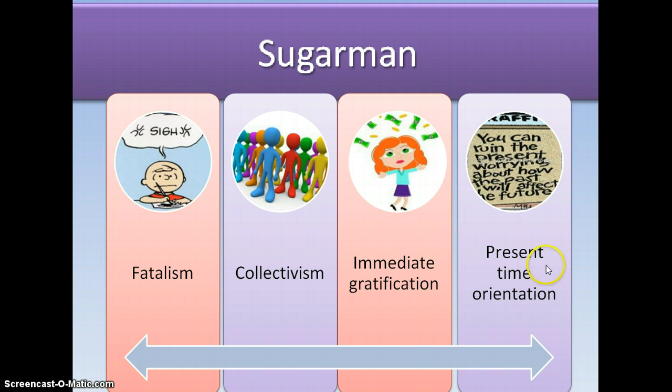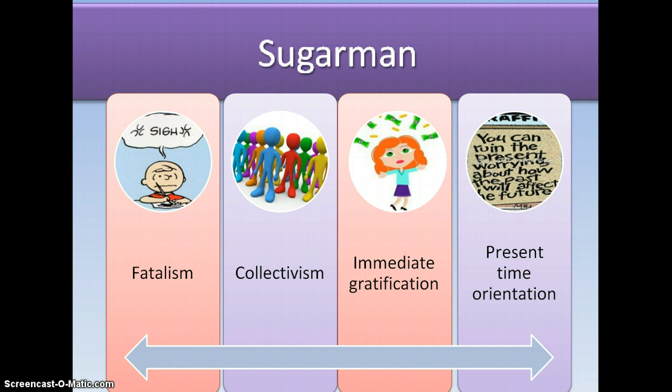So immediate gratification and present time orientation may lead to young people who are working class leaving the education system to pursue a job because they want the money in the here and now, and they're not prepared to sacrifice that by going to university and having a better job with a better salary.